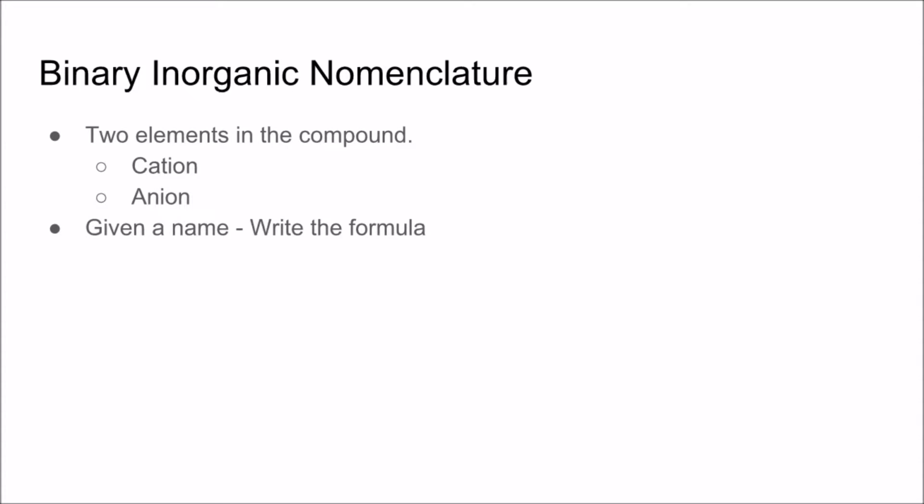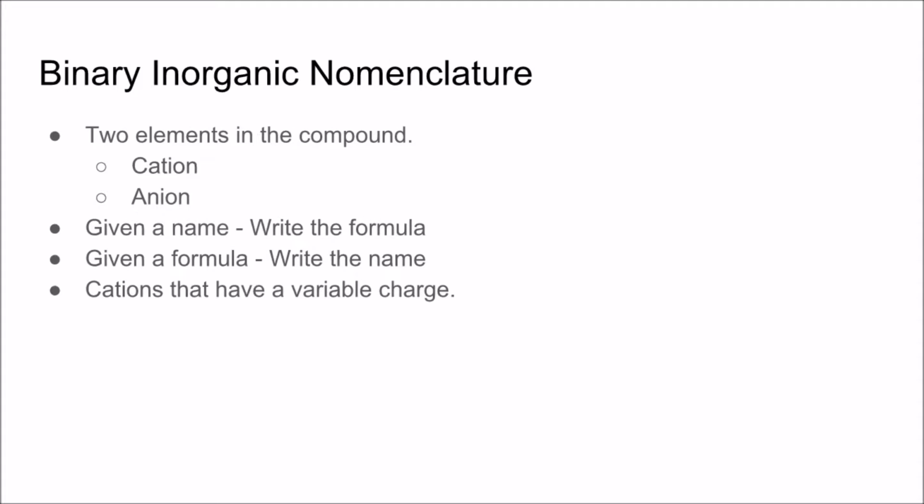This video is going to introduce you to binary inorganic nomenclature of a very specific kind. So here we have two elements in a compound. Again, one's a cation, one's an anion. And we're going to be given a name to write the formula for it, and we're going to be given a formula so we can determine its name. But here the cations can have a variable charge, which means that any one cation can have more than one kind of charge. It's not the same all the time. So we have to be specific.